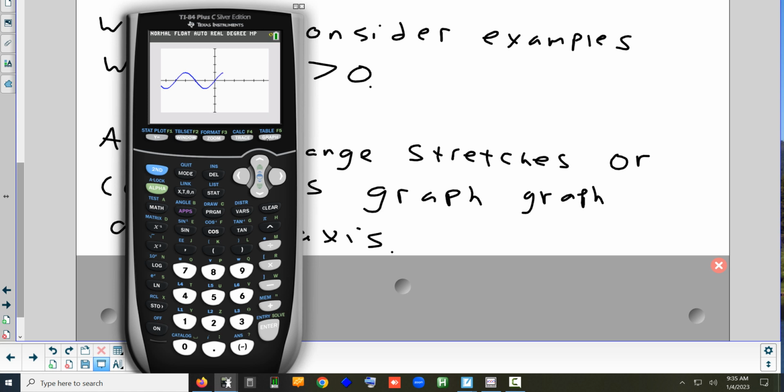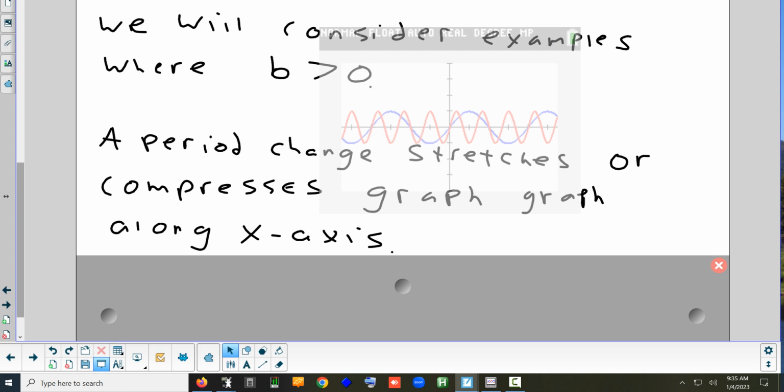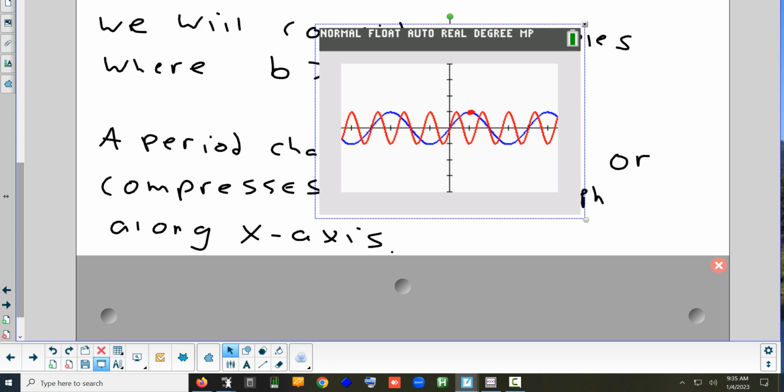So there's the original, and the one that's in red is the 3x. What happened? Did it stretch out or did it compress? It compressed. The distance from here to here is one cycle length of the blue one. Just look at the peak of one and the peak of the other. Now look at the red one. There's a peak there, there's a peak there. That's a much shorter cycle length than it was originally.